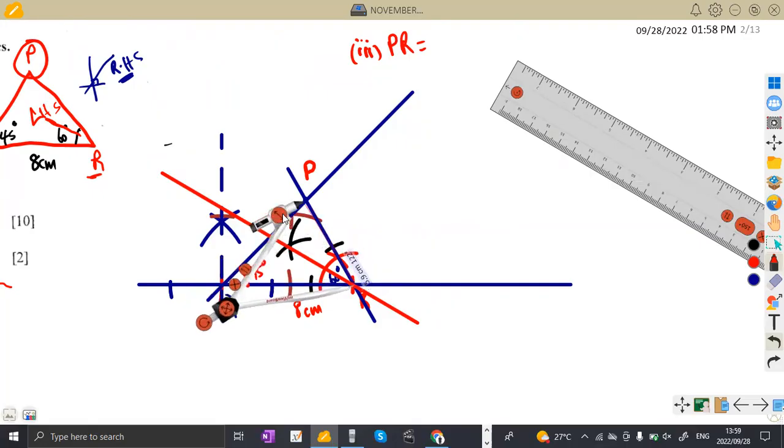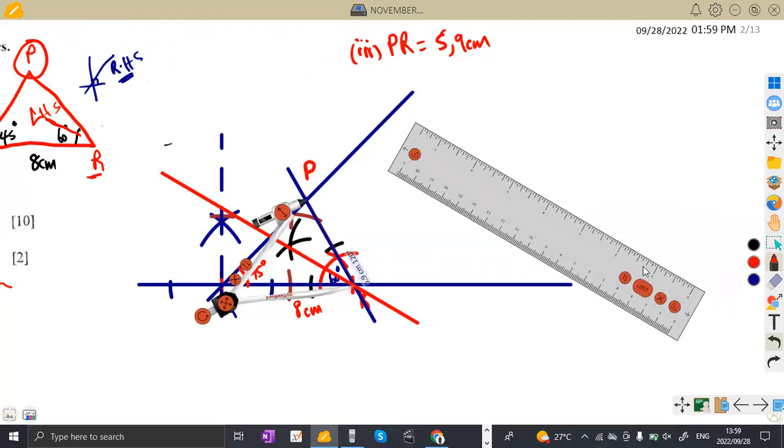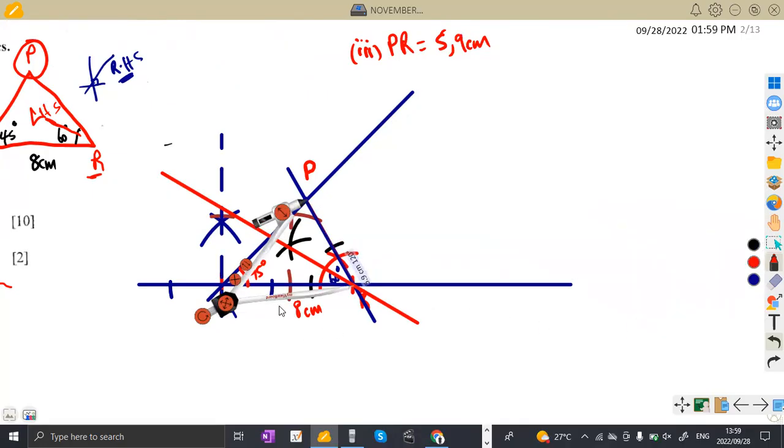There I got something like 5,8, 5,9, yeah, something like that. I don't know what you're going to have. So this is 5,9 centimeters. It can be 6 centimeters, it can be 5, as long as you measure exactly what you got on your diagram. Do not do otherwise. What you got on the diagram exactly as it is, that's what you're going to have from there. So we have managed to measure our length, that is our length PR.